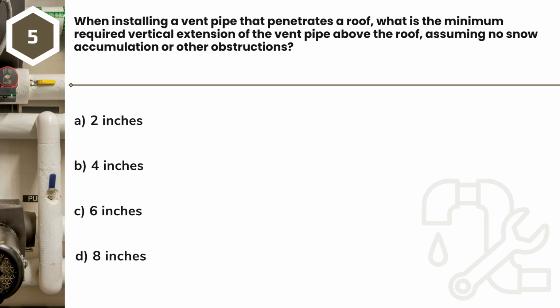Question 5. When installing a vent pipe that penetrates a roof, what is the minimum required vertical extension of the vent pipe above the roof, assuming no snow accumulation or other obstructions? A. 2 inches. B. 4 inches. C. 6 inches. D. 8 inches.